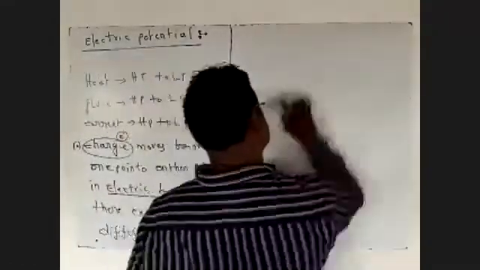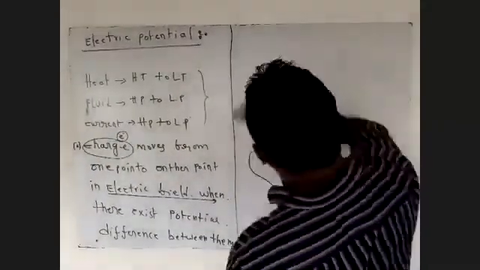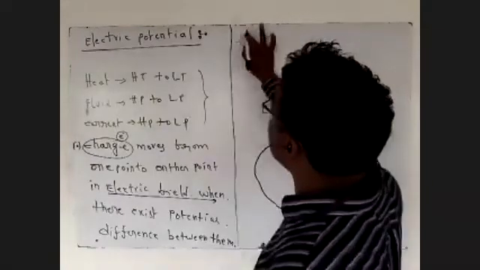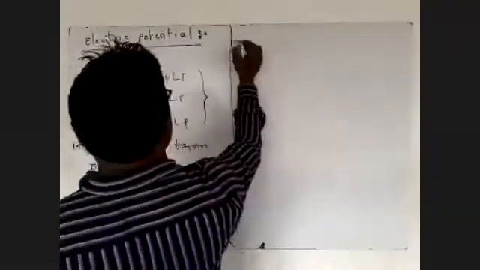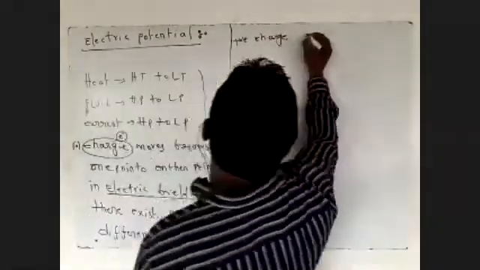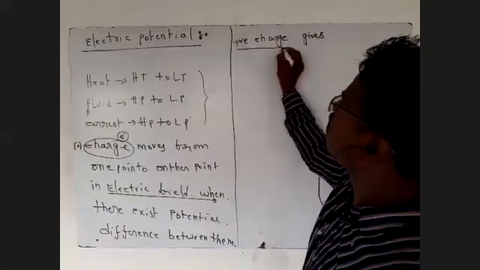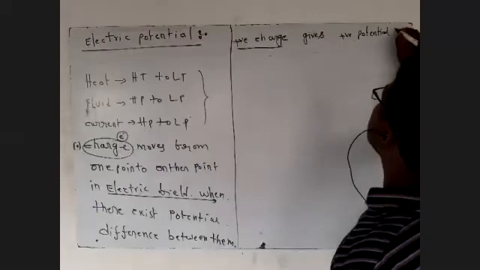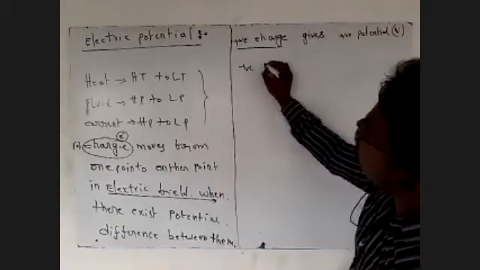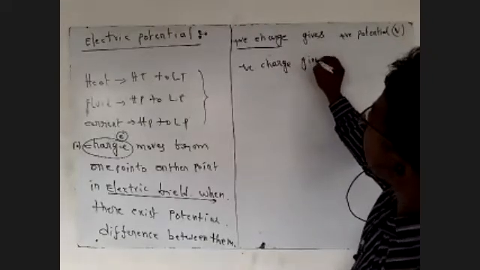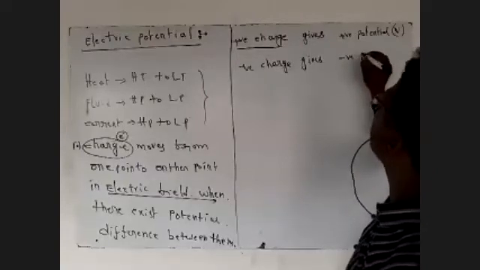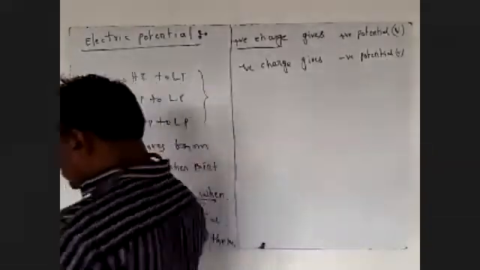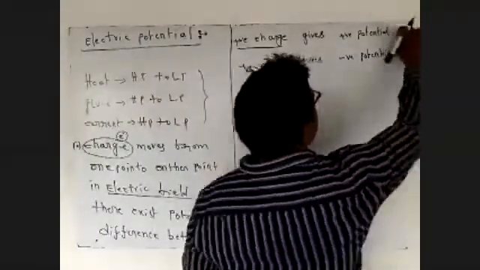So next, here we have to learn: positive charge gives positive potential. Negative charge gives negative potential.